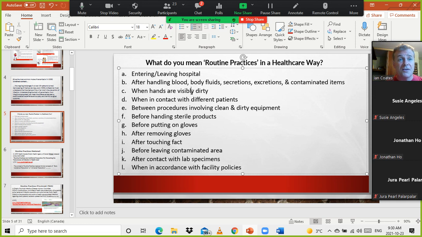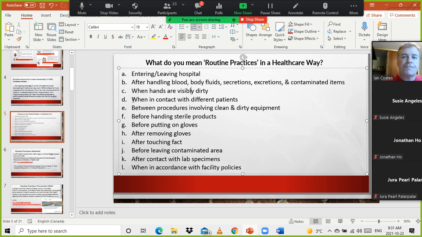And you're going to see how important they are, because the federal government has updated a document, and the Ontario government has taken that document and updated it. So we'll show you all this kind of stuff. When your hands are visibly dirty. Sure. Dirty hands. Man, my hands, do they look dirty? But they could be. Now they are. What do you do?